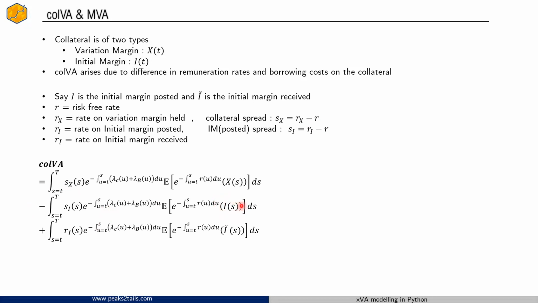When you post the initial margin, obviously you would have borrowed that at some rate, and then you have posted it, so you'll get some remuneration back. So the spread between those two is captured here. Spread on the earning rate and the borrowing rate for the initial margin that you posted. Okay.